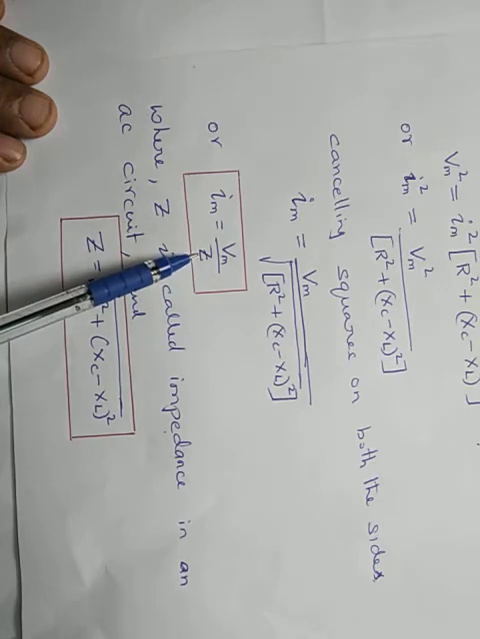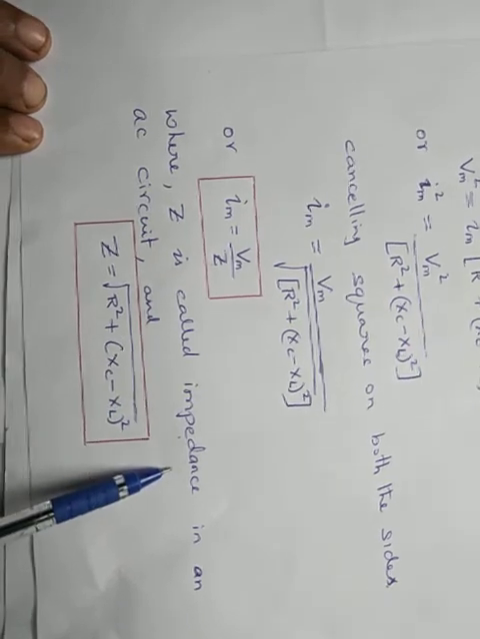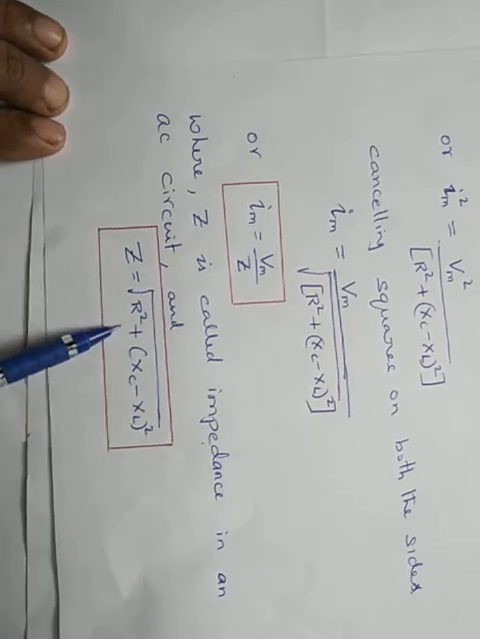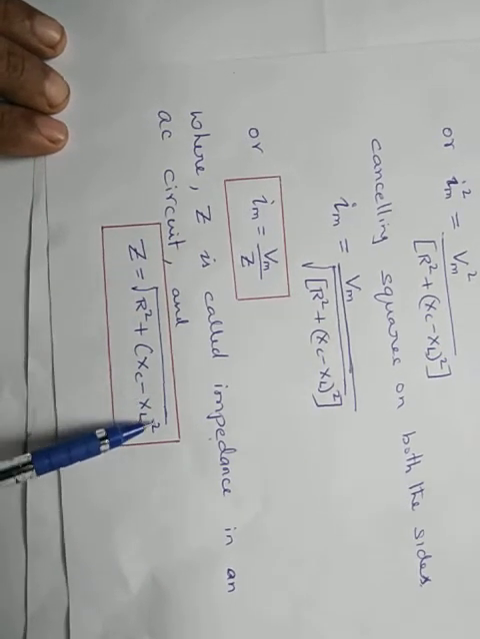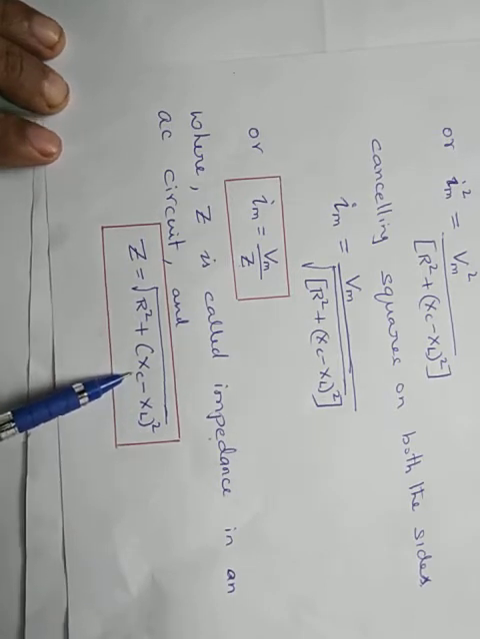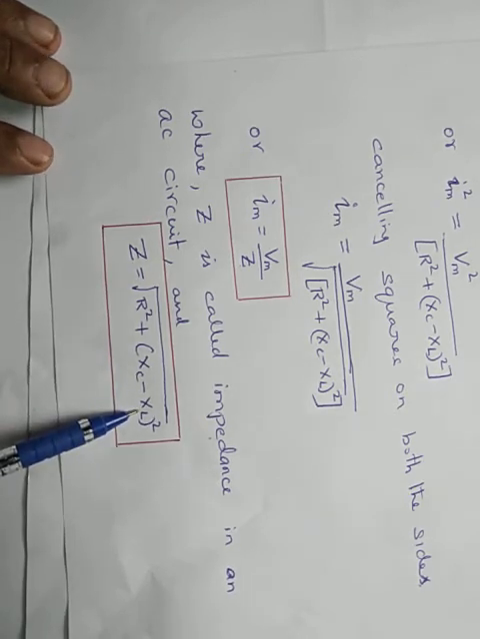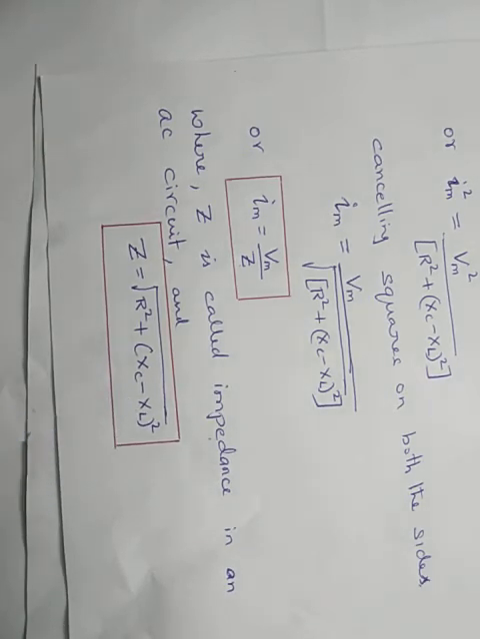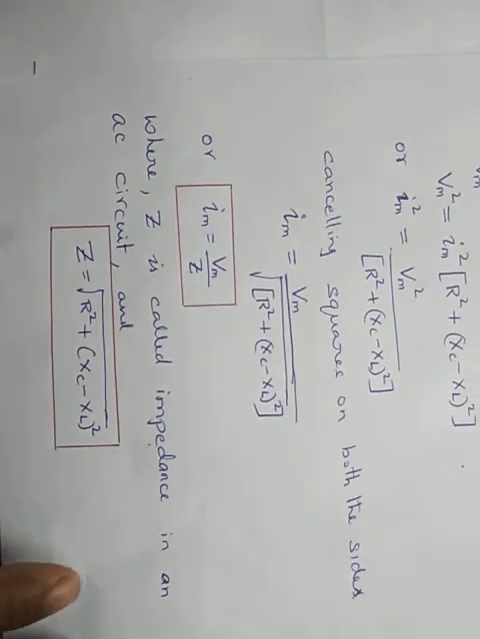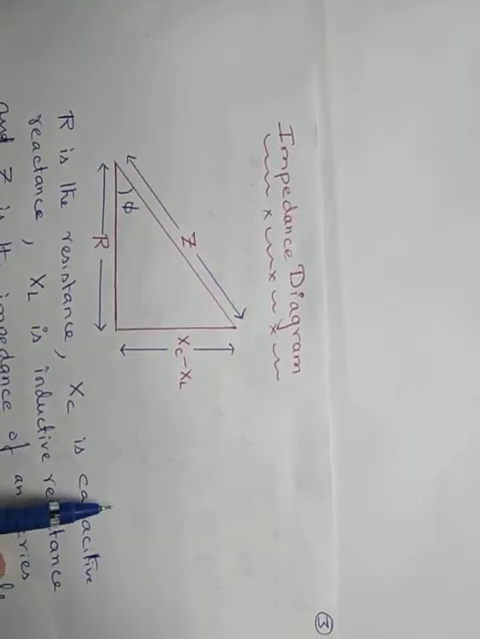So, Z is the analogue of the resistance in the LCR circuit. It is known as impedance, where Z equals under root R square plus XC minus XL whole square. Here R is the resistance, XC is the capacitive reactance, and XL is the inductive reactance. So, this is all about the LCR circuit. Next, let us study the impedance diagram.